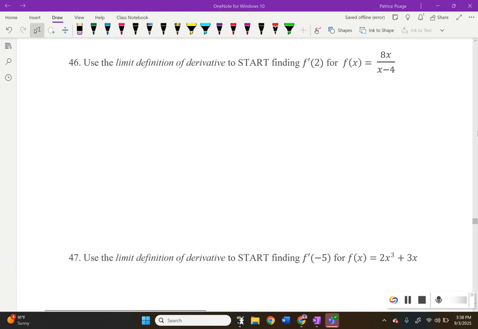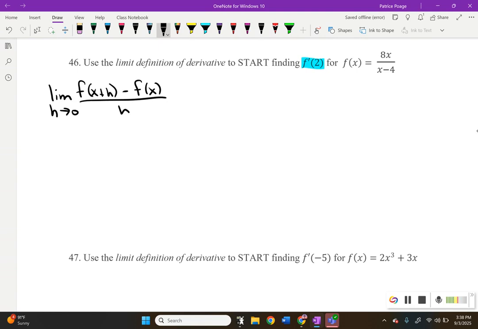Okay, number 46. Use the limit definition of derivative to start finding f prime of 2. All right, so first thing I'm going to do is write the limit definition of derivative. The limit as h goes to 0 of f of x plus h minus f of x over h. And since it says at 2, I'm going to plug in x equals 2 here. So I'm going to have the limit as h goes to 0 of f of 2 plus h minus f of 2 over h.